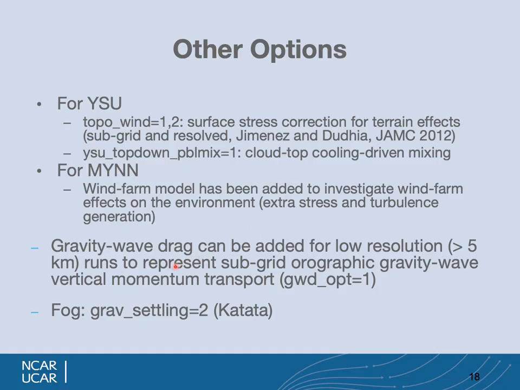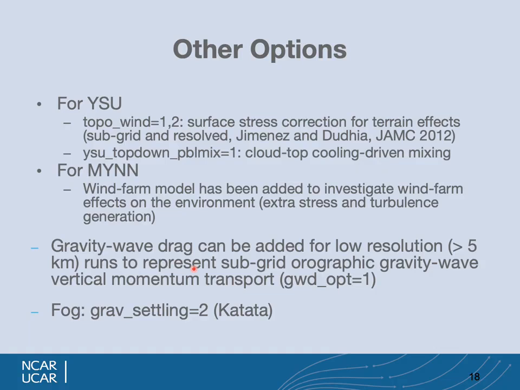Gravity wave drag is another process that can be added in the model. It's typically used in global models which have low resolution, greater than 5 kilometers, for example, grid size, because there's gravity waves generated by topography that do important momentum transport but are not resolved at those kind of grid sizes. And these gravity waves also break in the upper troposphere where they deposit drag, and so that can modify the speed of the jet stream, for example.